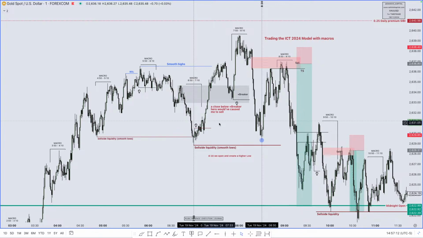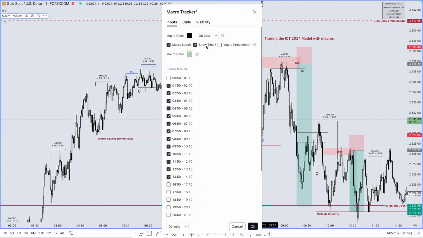Doing its thing. So this is how I've mastered this. All right. So I see this guy is asking me the indicator. I'm gonna show you guys the indicator. The indicator is called Macro Tracker by 2 Degrees.